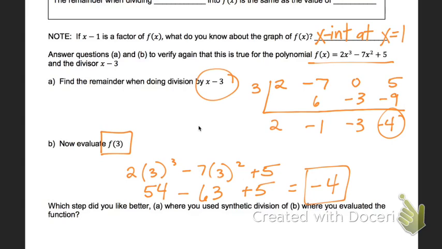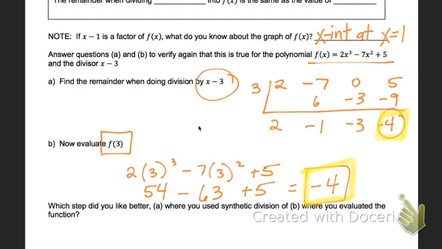So what we've learned is using synthetic division or plugging in the factor to f of x gets you the same result. So we both know that the remainder is negative 4. Wow.